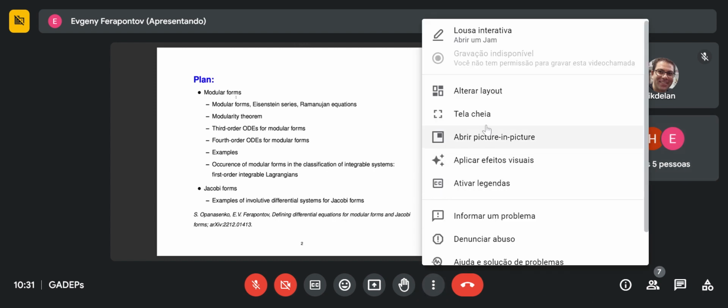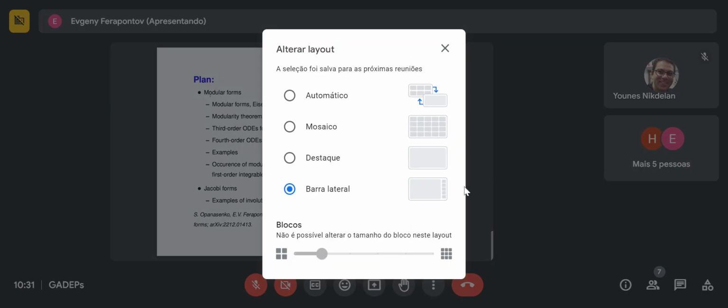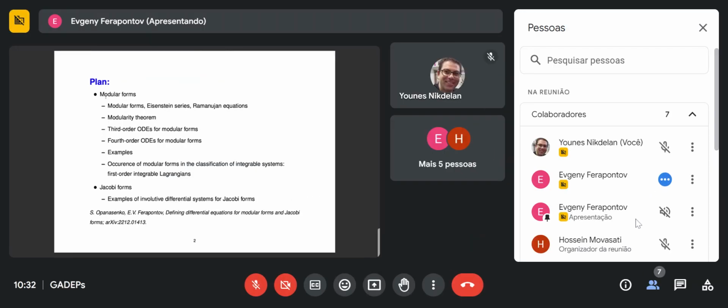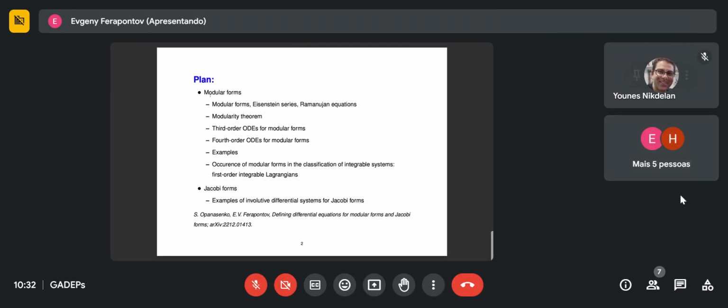The goal is to show, it's well known, that modular forms satisfy nonlinear ordinary differential equations. So probably I will say a little bit about the structure of such equations. These ODEs are known to be invariant under the Lie group SL2R, and therefore they can be expressed in terms of differential invariants of SL2R. I will show you these representations of ODEs for modular forms.